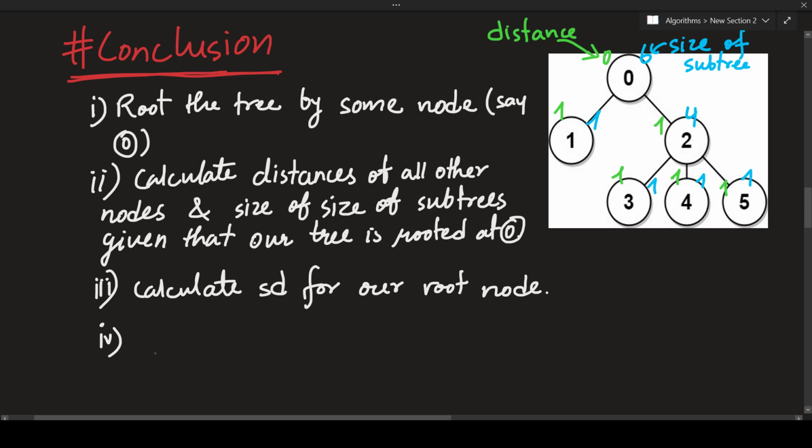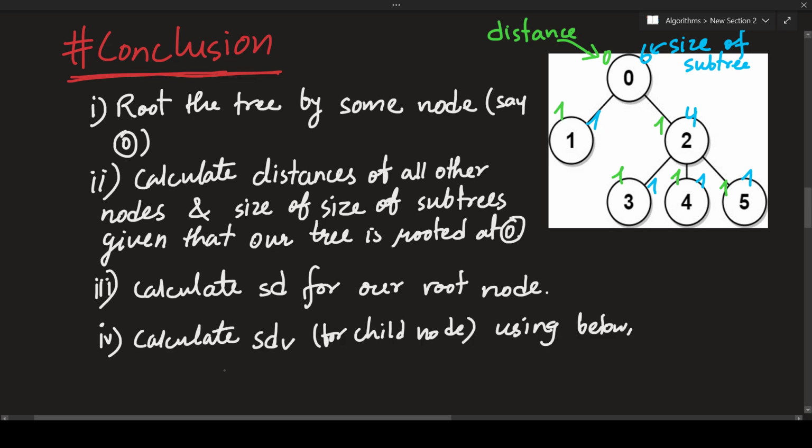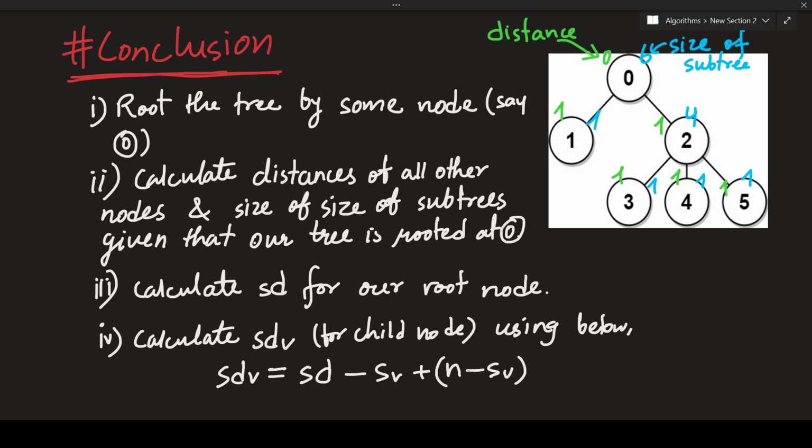as we go to our child node v from u, we calculate sum of distances for the child node using below relations, and that would be st, as we already discussed, st of our current node minus size of our v subtree plus we add rest of our nodes, that will be n minus sv. Okay, so let's implement this approach and see it in action.